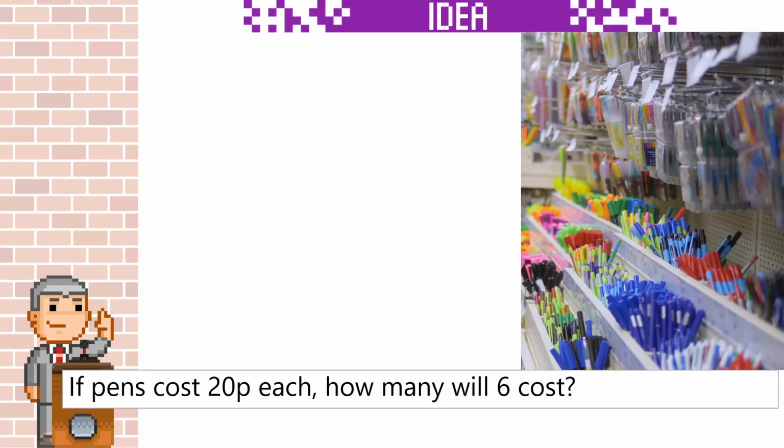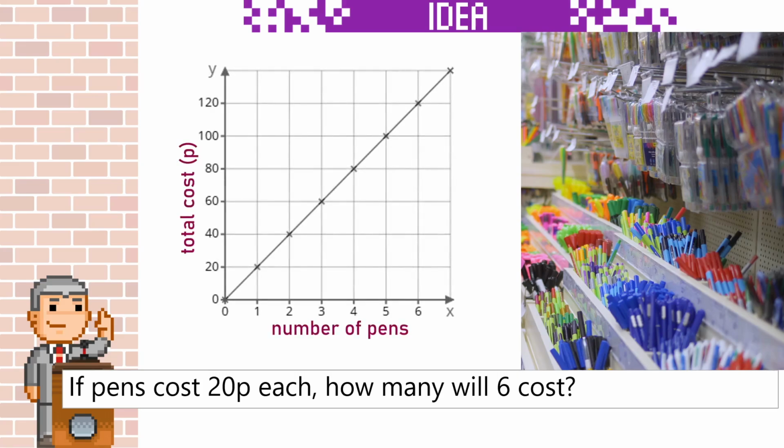Today we're looking at direct proportions, so we're looking at best buys, exchange rates and recipes. In this question we're told that pens cost 20p each and we're asked to see how many 6 will cost. We can actually draw a graph of number of pens versus total cost.